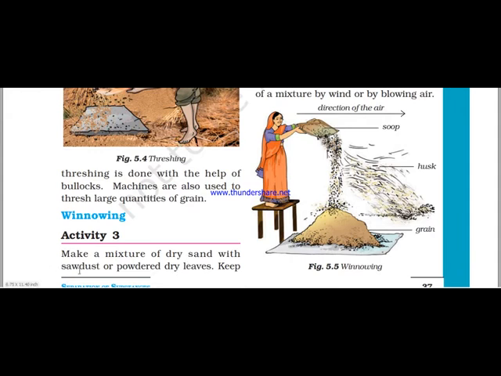Sawdust means wood powder. If you have ever seen a carpenter working at your home, we see a lot of dust there. It is powder-like dust, which is obtained from the wood. So that dust is known as sawdust. So a mixture of sawdust and sand can be separated with the help of the method of winnowing.